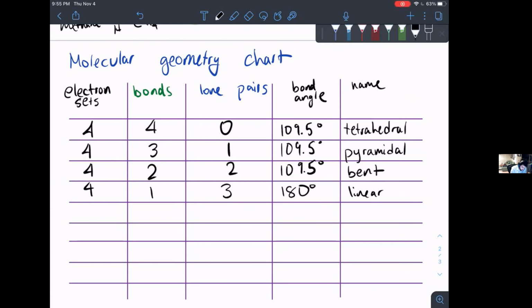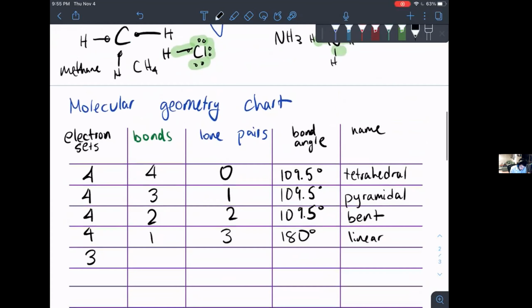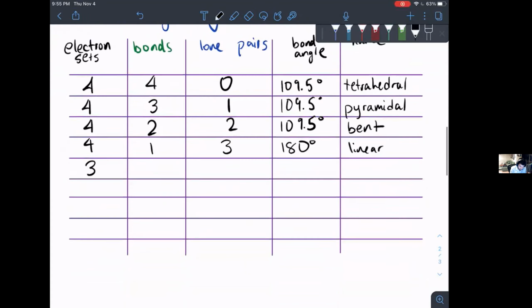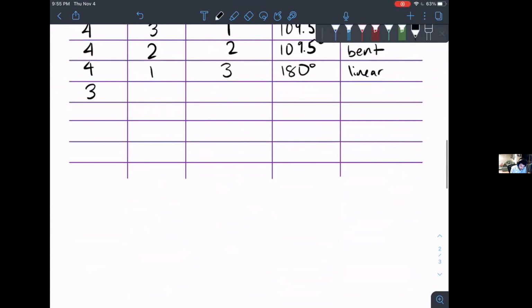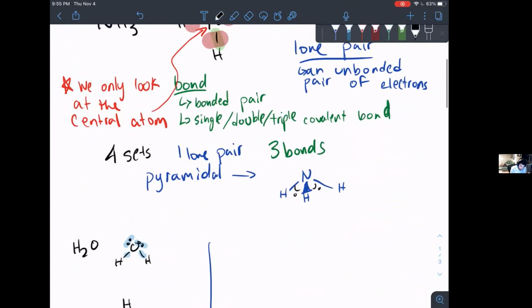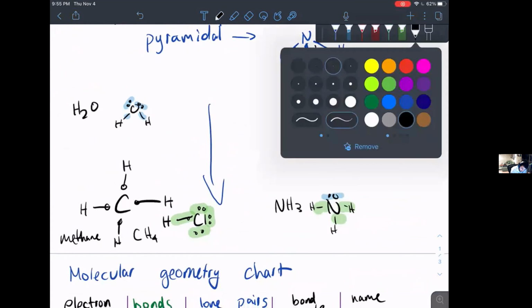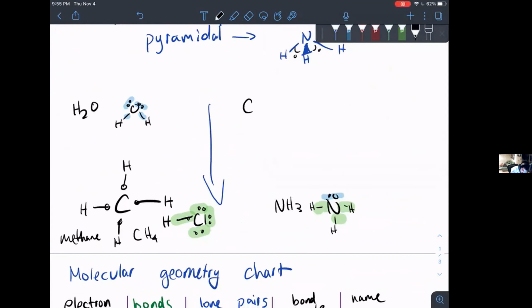All right, so moving on to 3 electron sets. How do we get 3 electron sets? Well, usually what we can do is add some double bonds, because if we look back up here, any bond can be a bonded pair, and we can have a single, double, or triple covalent bond and still call it a bond. So what I'm going to do right here is CH2O, which is a carbon with 1 hydrogen, 2 hydrogens, and a double bond to an oxygen.